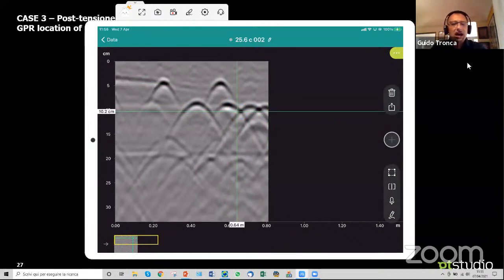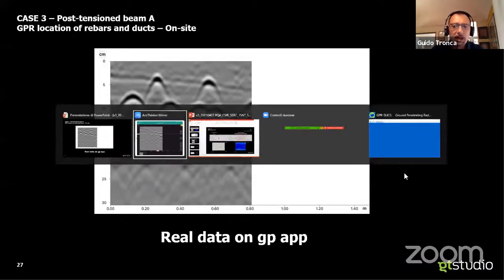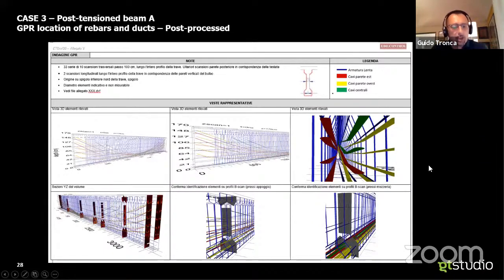Okay. We need an efficient tool for reporting this. So again, we combined this into this. Okay, so this is the actual report that we can provide, even if we don't scan as fine as 5 or 10 cm.